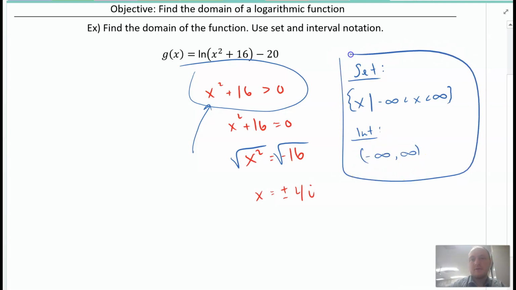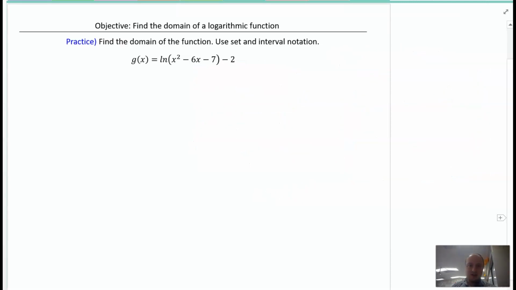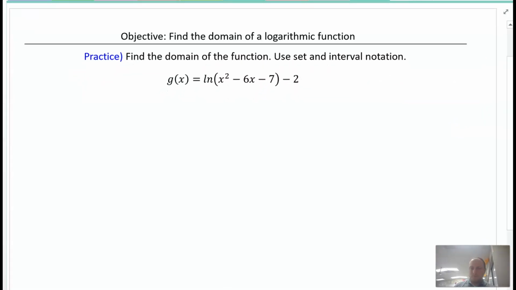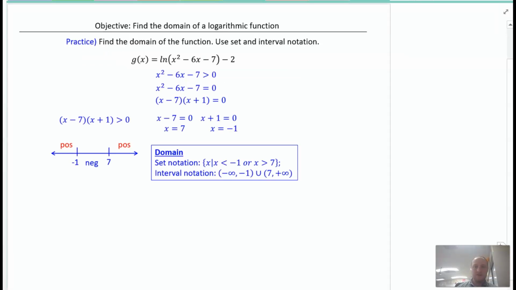And there you have it. I do have a practice problem for you because I'm nice like that. Here you go. Please go ahead and try this one. Hopefully you paused the video and you've given it a go. Here is the solution.